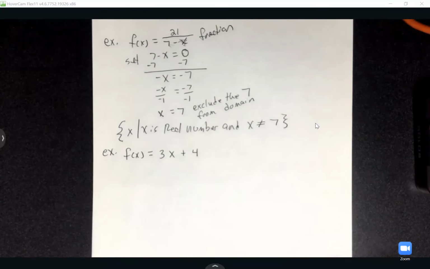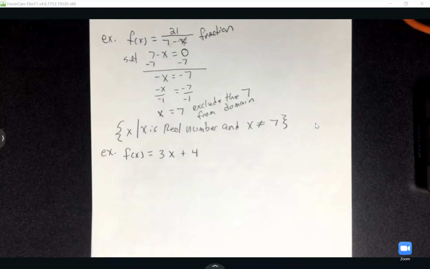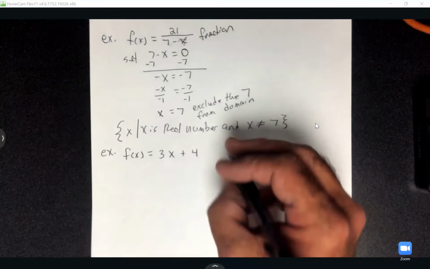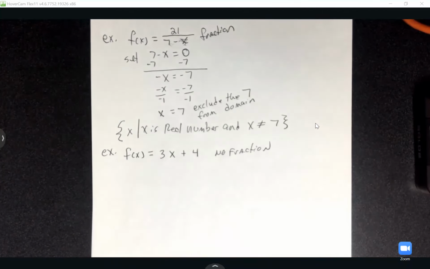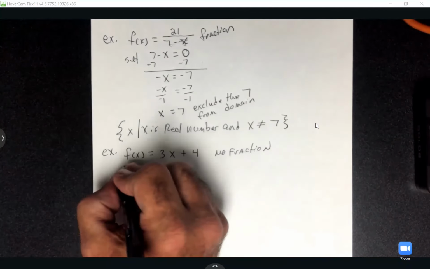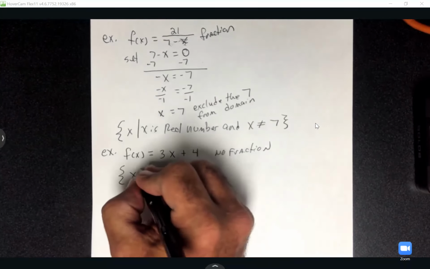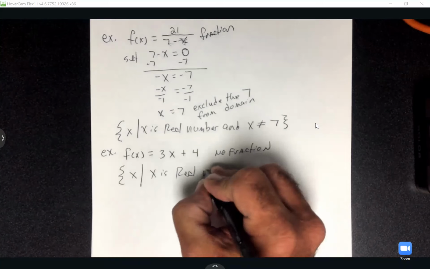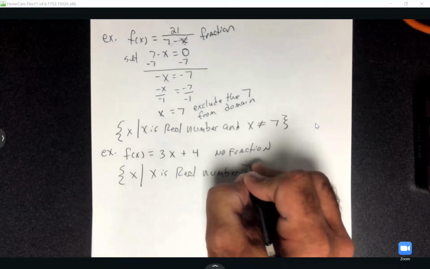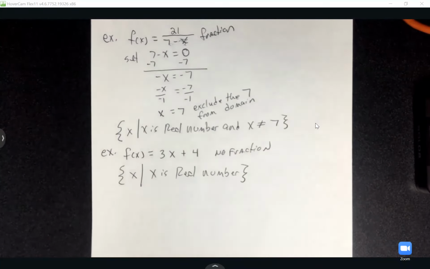So y'all excluding any numbers from that domain? No, good job. There's not a fraction there, so no fraction means this works for all real numbers. So you're going to come in here, x such that x is a real number.